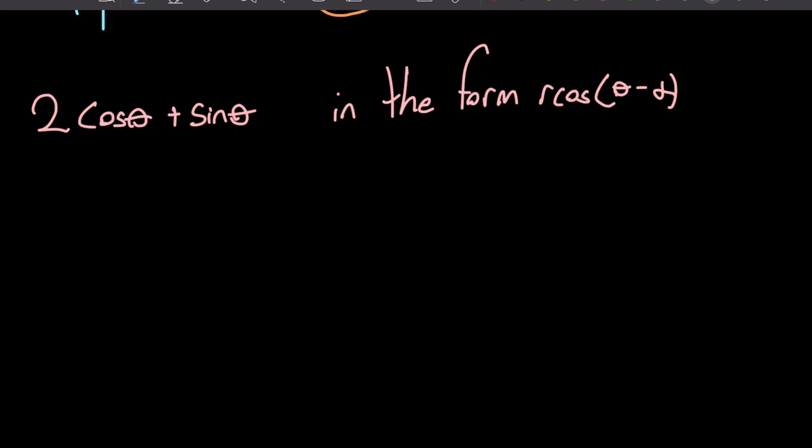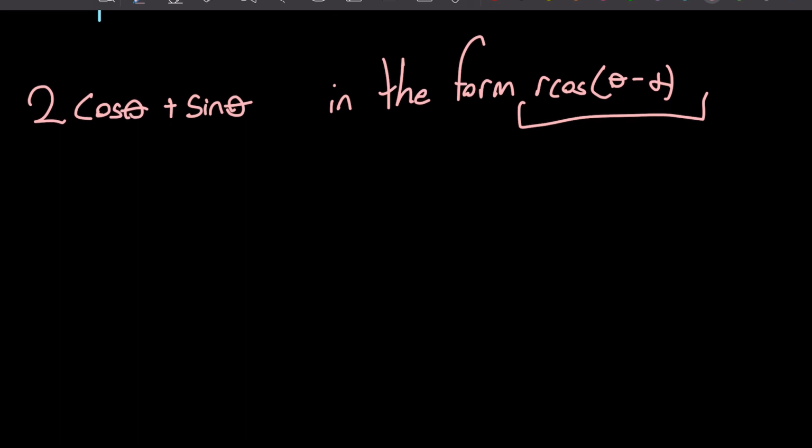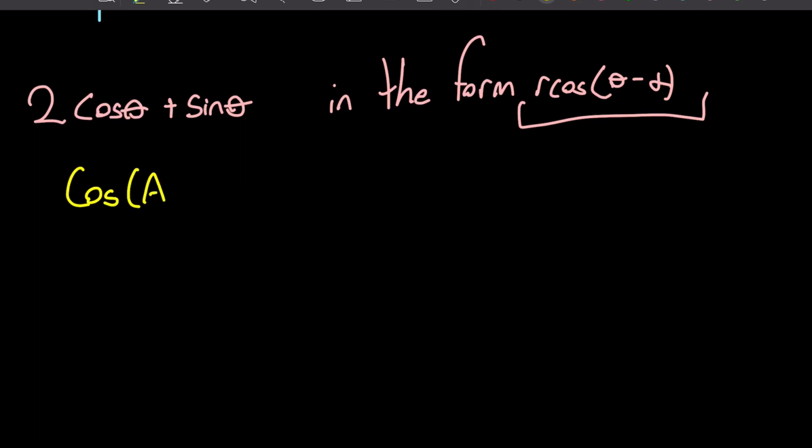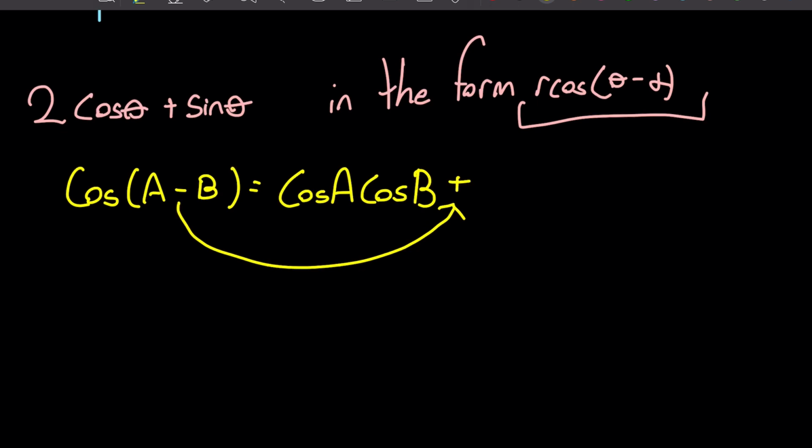But what you should do instantly, when you see something like this, now this can be expanded. So if you remember from the last video that I posted, cos of a minus b is equal to cos a cos b, and remember the sign should be opposite, so it's plus sine a sine b. Okay, and this was taught in the last video, so if you don't understand that, you should go back, because I taught the angle sums and double angle formulas. So that's just something to keep in mind.